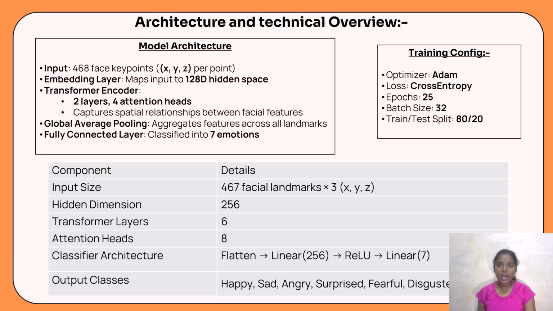Here's the architecture and technical overview. We feed 467 facial key points into a 128D embedding layer, followed by a two-layer transformer encoder. Then we use global average pooling and a dense layer to classify into 7 emotions. This model outperforms previous approaches.